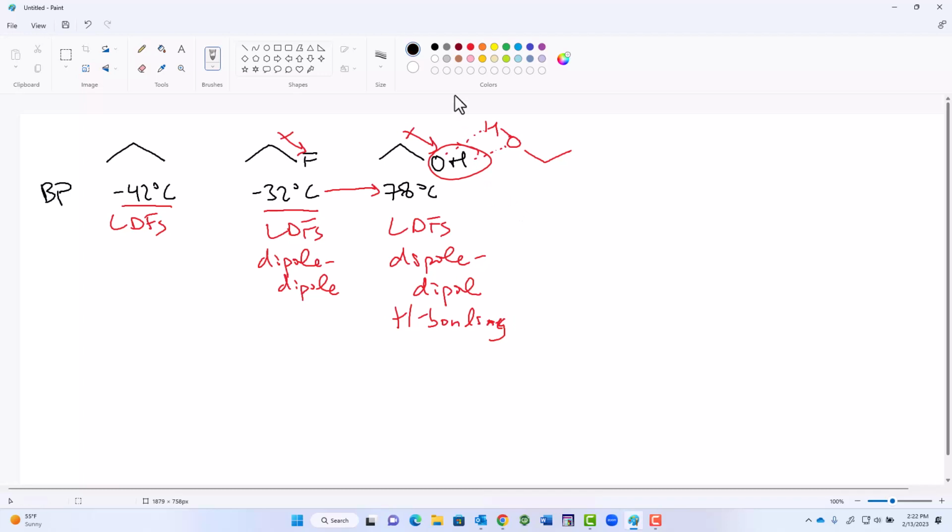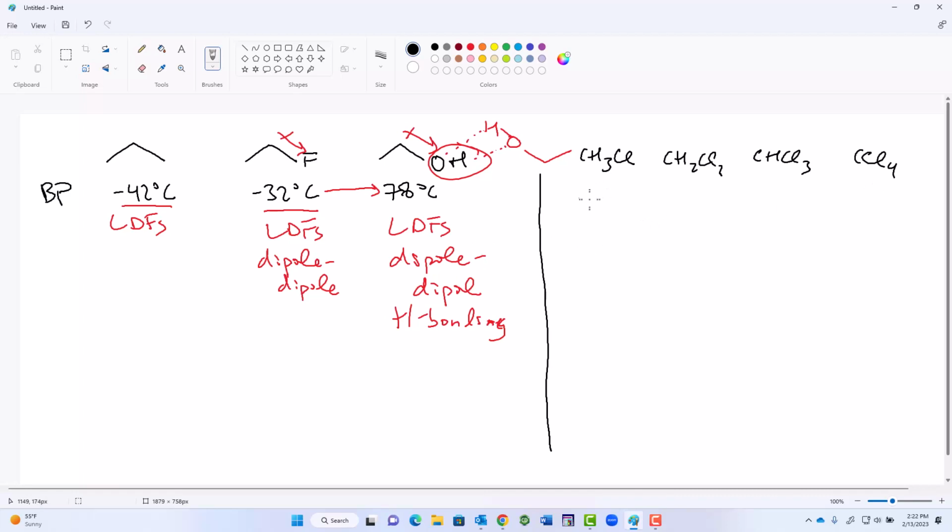Another trend we see is if we increase substitution on a molecule, so say we go from CH3Cl to CH2Cl2 to CHCl3 to CCl4, we're going to see the boiling point increase as well. Again, we're increasing the strength of the dipole on the molecule, and in turn, we're going to increase the intermolecular forces holding those molecules together, and as a result, we increase the boiling point.